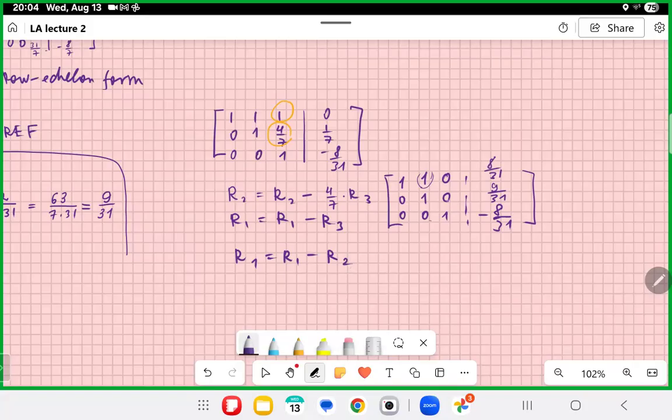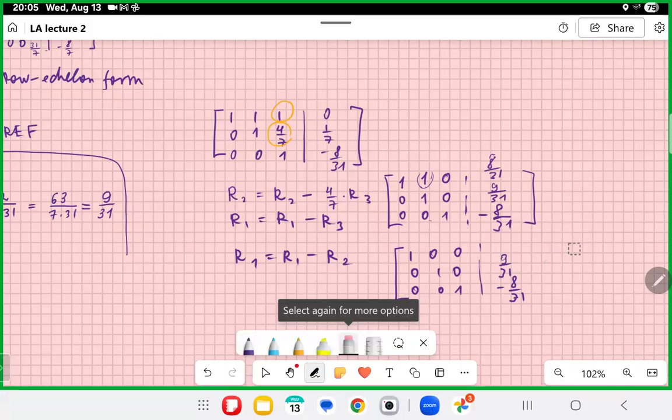Since we already have 0 here and 0 here, the only element which is going to be affected is going to be this. I'm going to have 1, 0, 0, 0, 1, 0, 0, 0, 1. And numbers on the right side are not going to change. 9 over 31 here. Only number which is going to change is the top number, right? Because we are subtracting row 2 from row number 1, we are going to have 8 over 31 minus 9 over 31, which is going to produce minus 1 over 31, right?